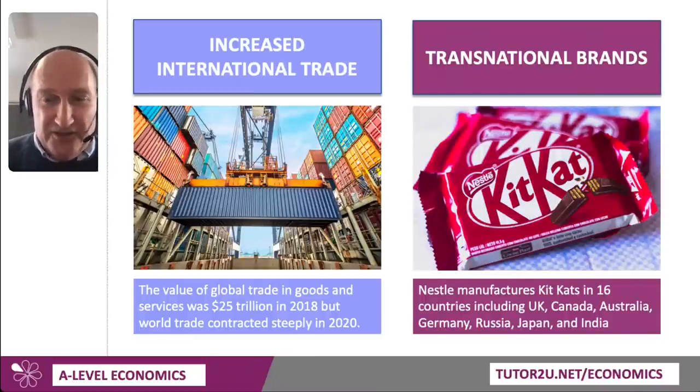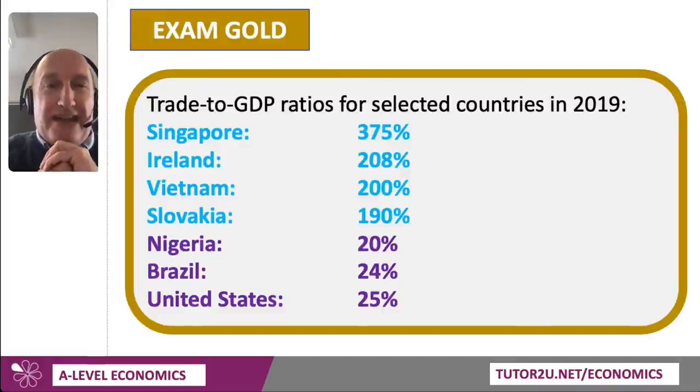Here's some really interesting data for you. If you take the trade to GDP ratios for selected countries, so if you're looking for examples of countries for the exam that are hugely, heavily dependent on trade, here are four great examples for you. You may well have studied them as part of your economics papers. Singapore. Trade to GDP, by the way, adds together the value of imports and exports, because that's trade. Goods and services coming in, goods and services leaving. We add the two together and express as a share of GDP. So Singapore, one of the world's hub economies, has a value of trade nearly four times its national income.